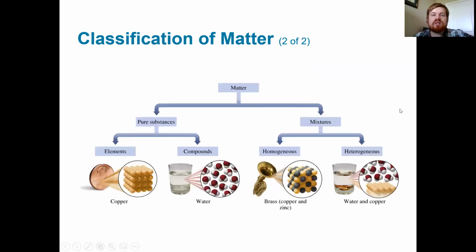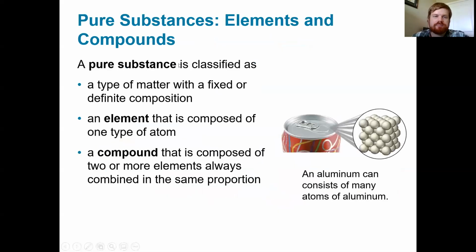So this is our classification scheme. As I mentioned already, matter, that's anything that has mass and occupies space, so everything we interact with on a daily basis. And we have two subcategories there, which is pure substances and mixtures. We're going to break down both of those categories into two further on the next few slides here. So let's go ahead. Next up, diving into pure substances.